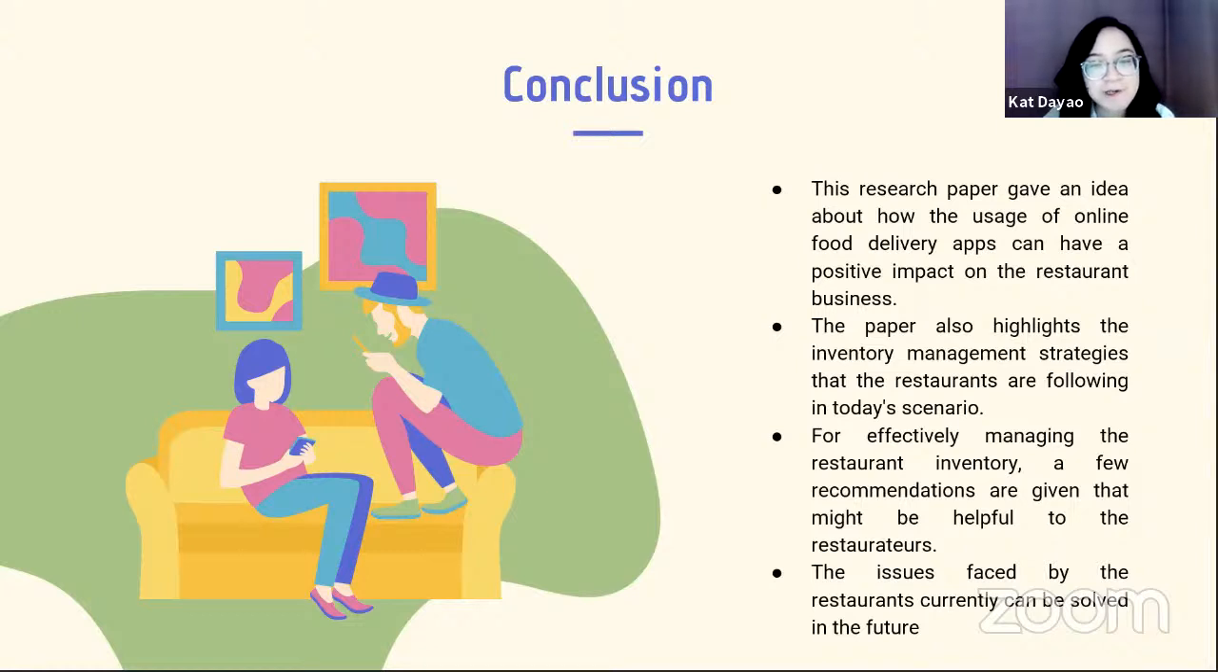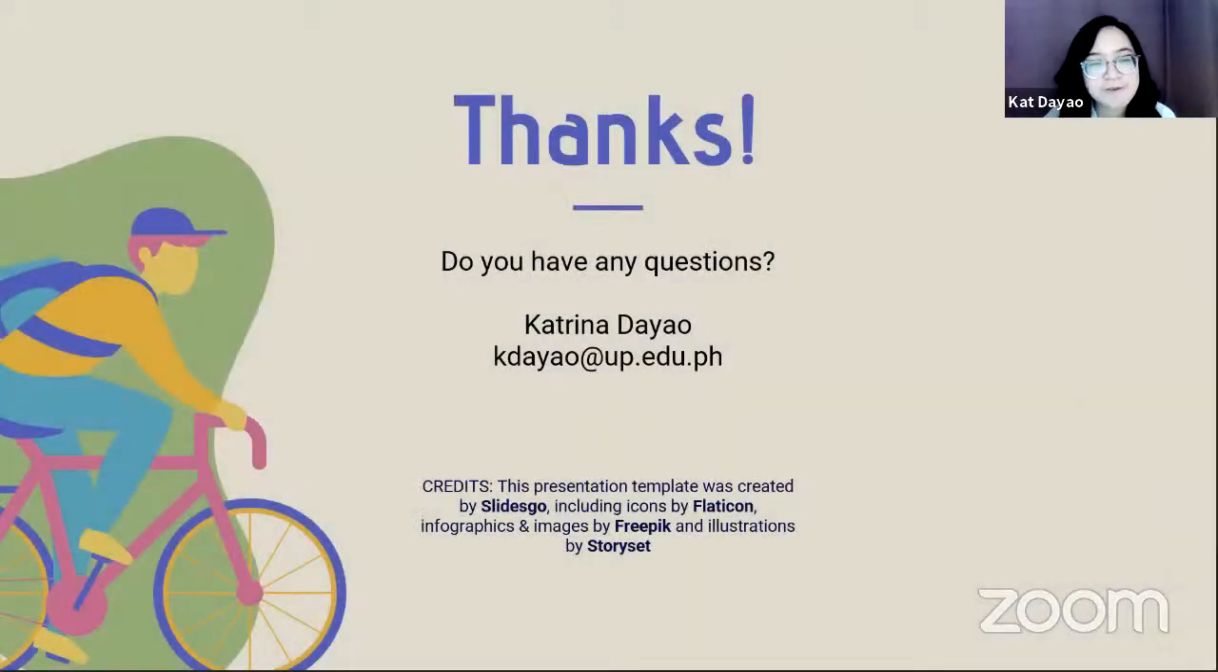The paper also highlighted the inventory management strategies that the restaurants are following in the current scenario. So for effectively managing the restaurant inventory, a few recommendations were given that might be helpful to the restaurateurs. So the issues faced by the restaurants currently can also be solved in the future, which leaves scope for further research. That would be all. Thank you.